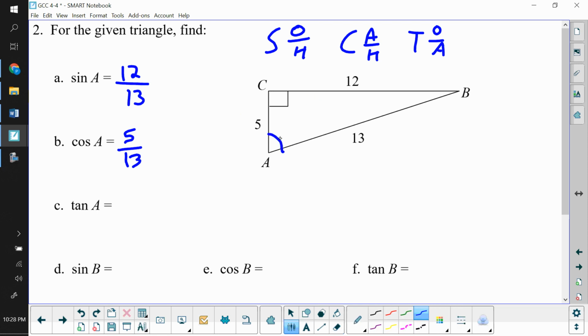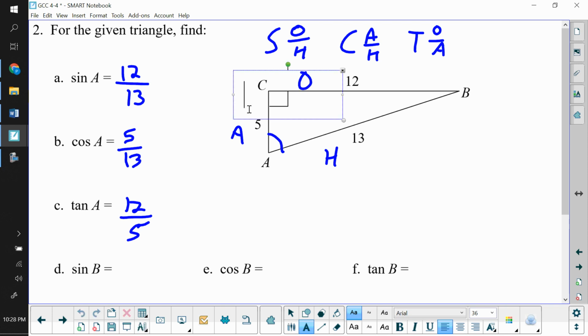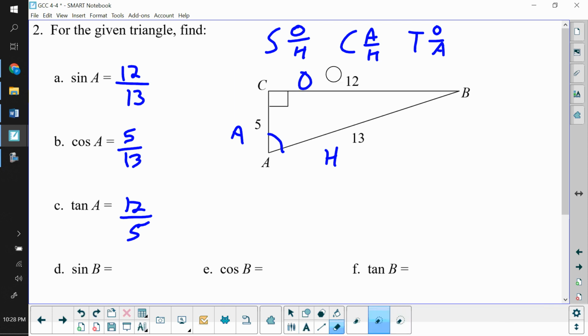Oops, I guess we're still going from angle A, so we could have left our O, A, and H here. And tangent is opposite over adjacent. So our opposite from angle A is 12 over our adjacent, which is 5. And that's it. So tangent is just 12 over 5 from angle A.